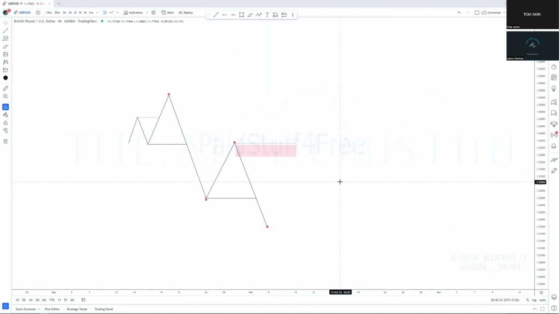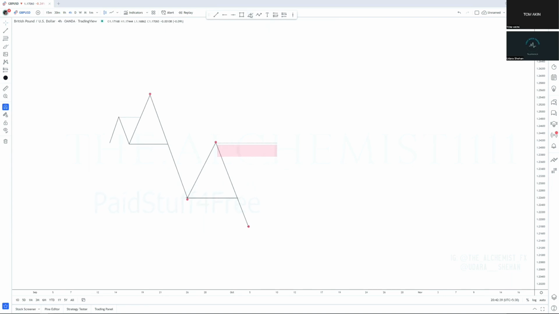Now if you know ICT, you might obviously. ICT tells you that liquidity is something like a magnet. So let's say like this, this is a magnet, and then price is like a paperclip. What happens? It always draws towards the magnet. This is what we know. So we have to always know where the draw on liquidity is.